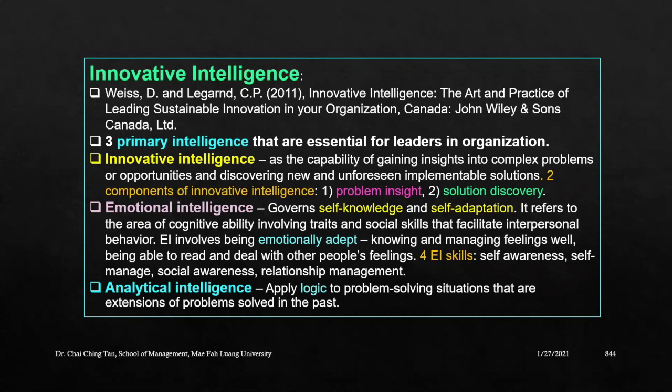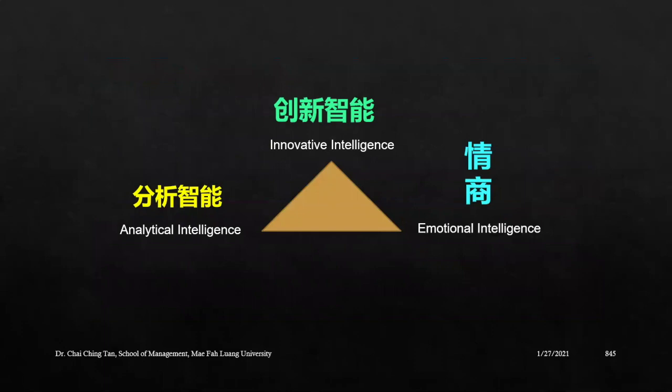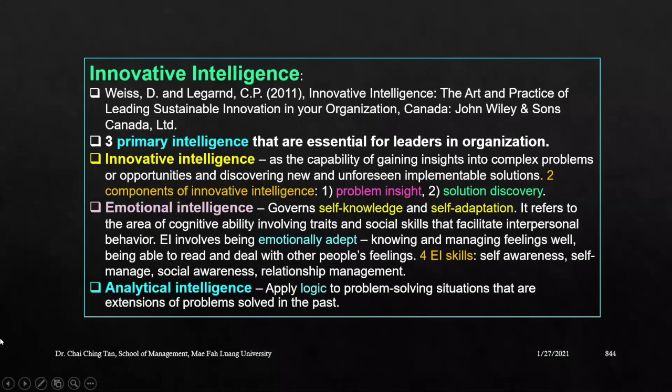So innovative intelligence, the three primary intelligences: one of them is innovative intelligence, the second one is emotional intelligence, and the third one is analytical intelligence. So your analytical intelligence is your ability to digest and reflect on a problem, understand the characteristics of a problem, which is understand your strengths, understand your weaknesses, understand the opportunities, understand the threats, and the ability to make use of that and turn it into an idea.